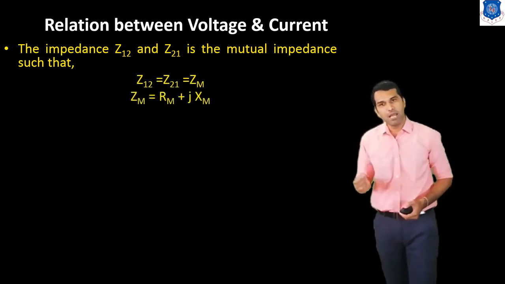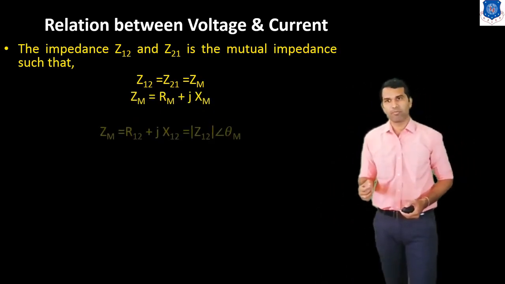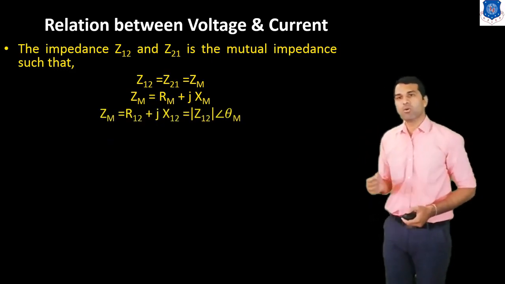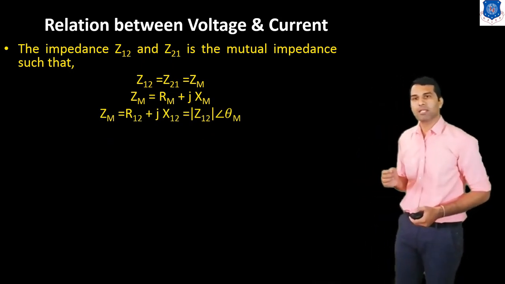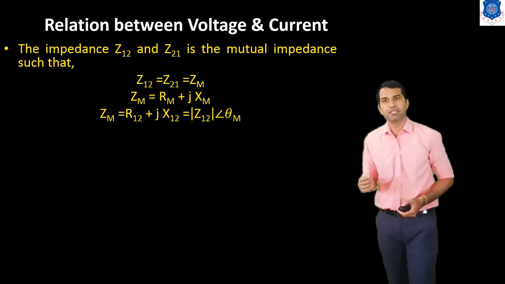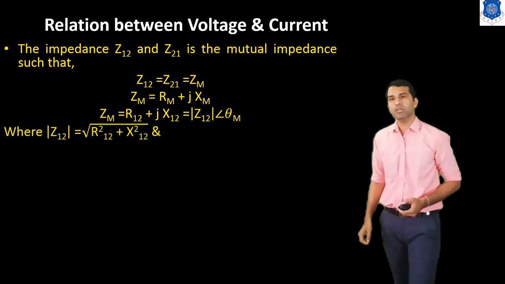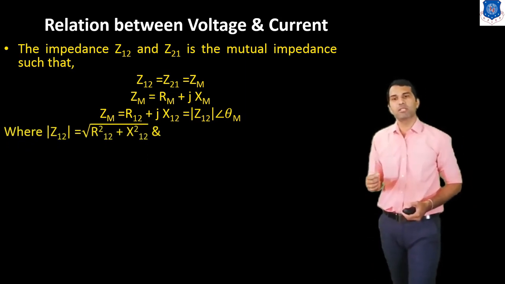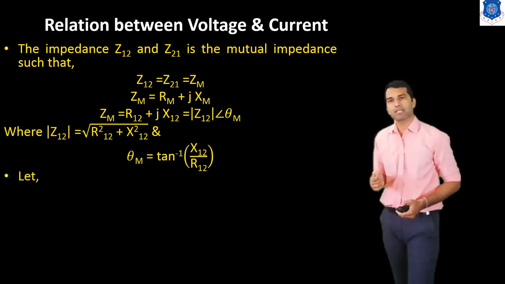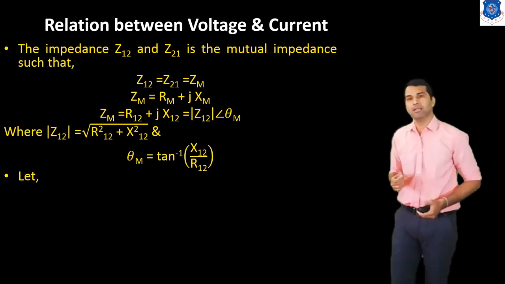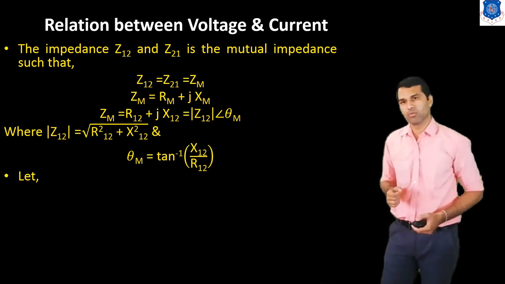So we can write that Zm, that means the mutual impedance, is equal to Rm plus jXm. Zm is equal to R12 plus jX12. And we can also write it in the form of magnitude and angle like this: the magnitude of Z12, angle theta m, where the magnitude Z12 is the square root of R12 square plus X12 square. And the angle theta m we can write as tan inverse X12 upon R12.